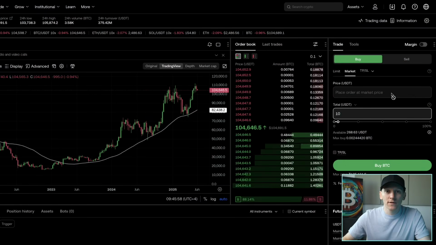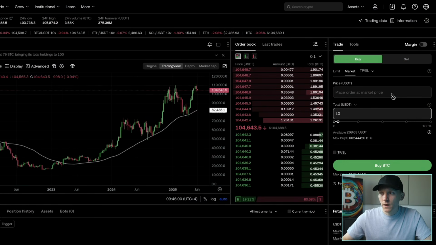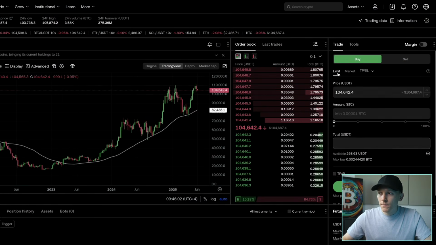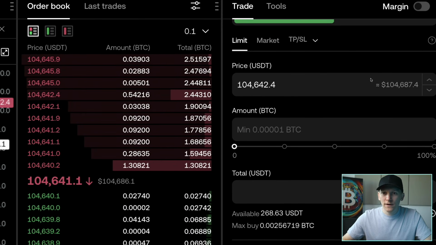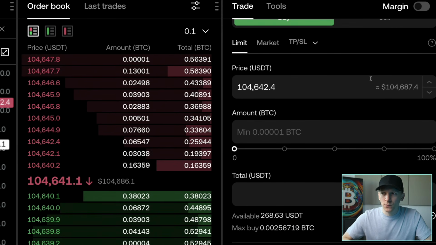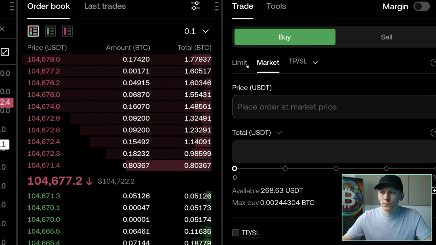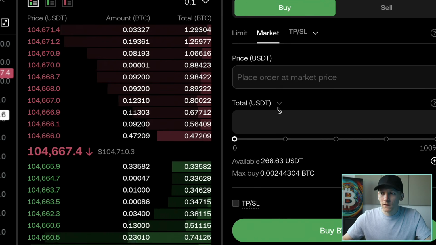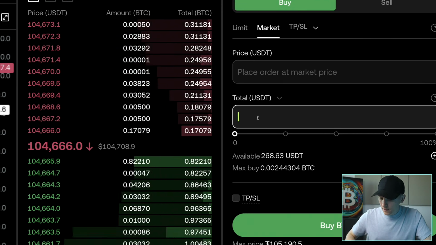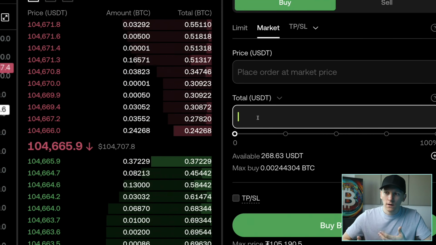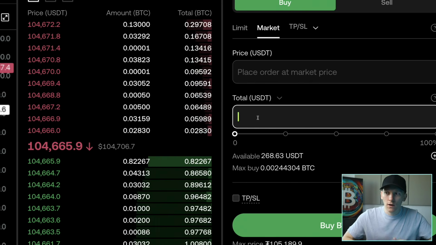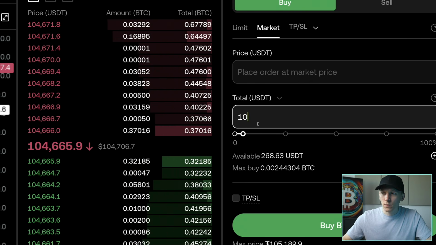Now I'll show you how to buy and sell crypto immediately with a market order, and then I'll show you limit orders as well. With a market order, we don't choose the price that we trade at, we just choose the amount that we trade. So you can see a limit order here, we choose the price. For market orders, we don't choose the price, it disappears, but we can choose how much we trade. So it's like going to the airport and saying, I've got $10, how much of the other currency can you give me? So let's say I want to spend $10.